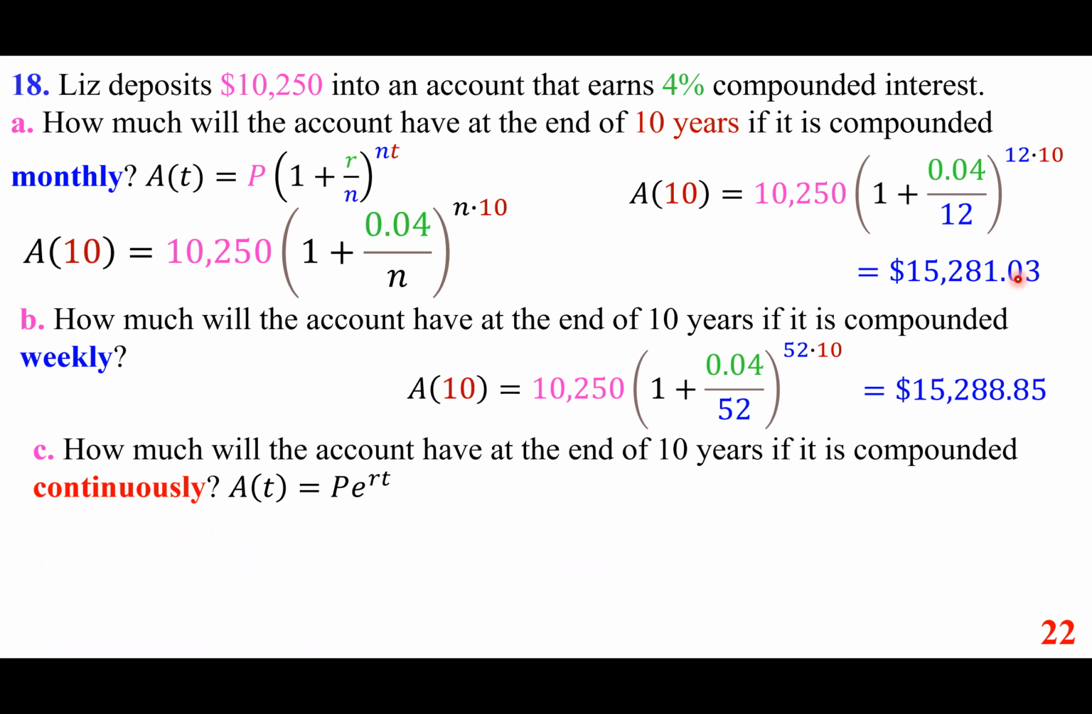If we do it continuously, we get to the formula A is P e to the power of RT, the exponential growth, and we replace the principal, the same principal, $10,250, the rate with the same rate of 0.04, and T is 10. We let the calculator give us the answer. As you can see, this is the highest value among all of those.